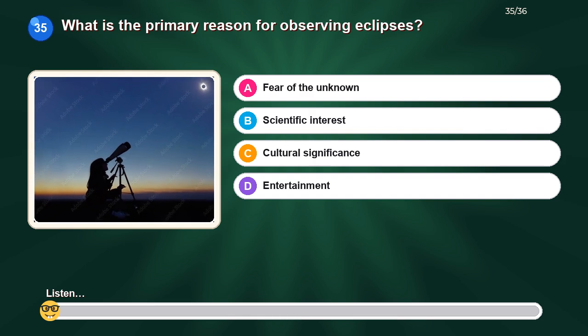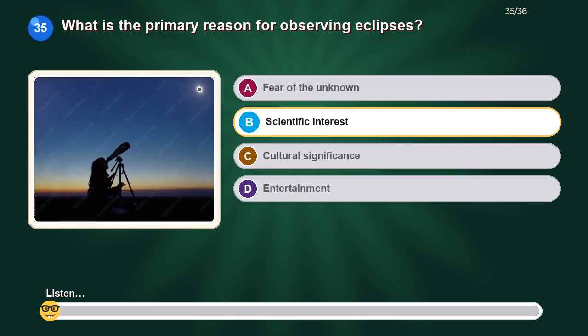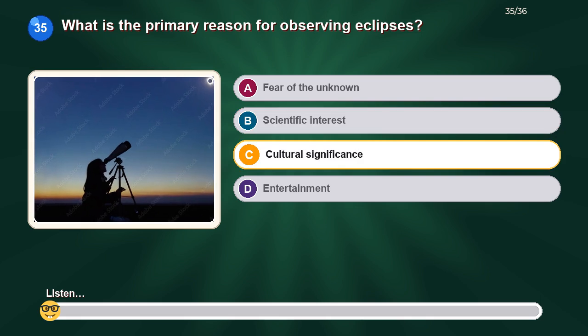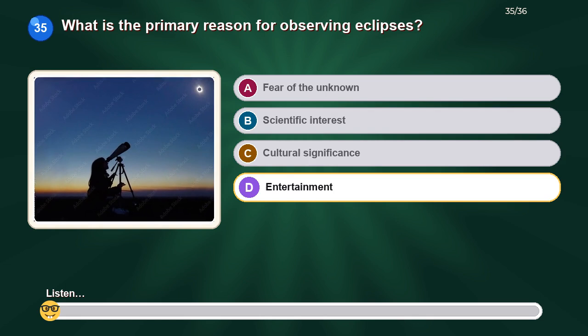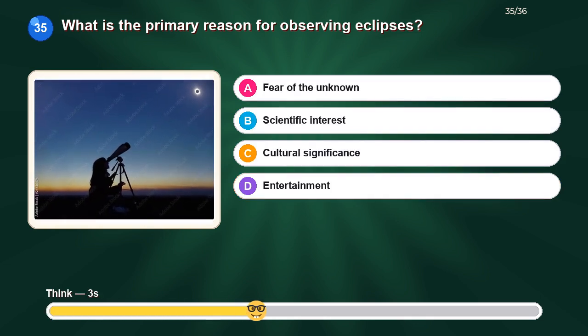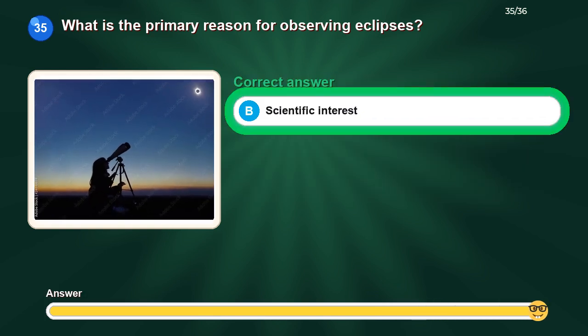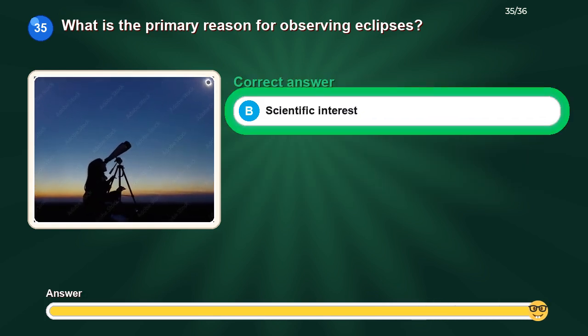What is the primary reason for observing eclipses? Option A, fear of the unknown. Option B, scientific interest. Option C, cultural significance. Option D, entertainment. The correct answer is scientific interest.